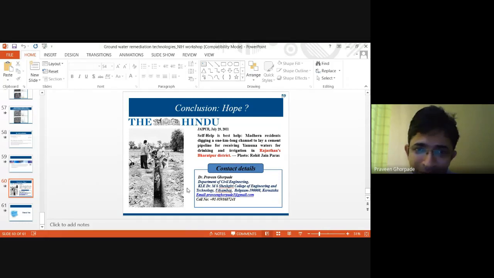There's a small cutting from the newspaper The Hindu. Here, in Rajasthan's Bharatpur district, they had a case of self-help being the best help. The residents dug a 1 kilometer long canal to lay a cement pipeline. They said they did not take any help. And you must be knowing Nana Patekar is doing excellent work in Maharashtra, and they did not take a single paisa from the government of Maharashtra. But then they constructed a canal for the drought affected areas.